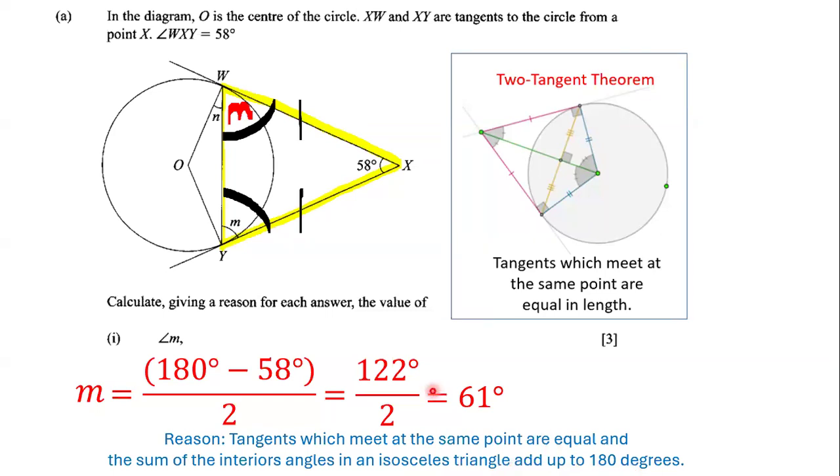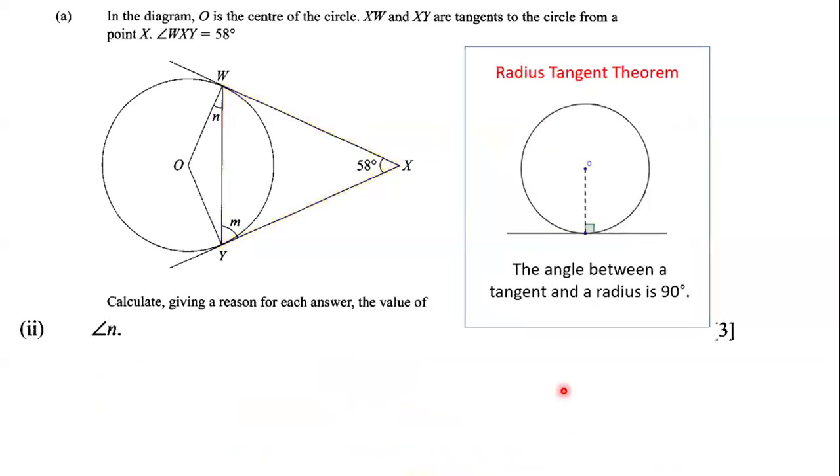And so that's how we got M. That's how we got that M is equal to 61 degrees. Okay, let's move on to the next part of this question.